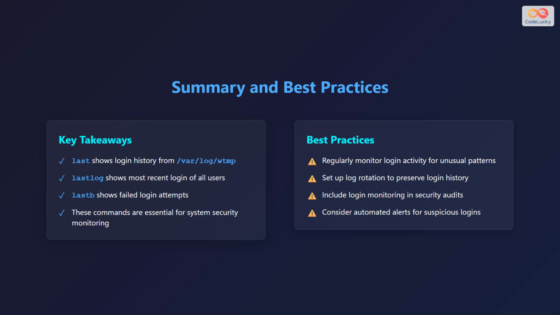In summary, the last command shows login history from the /var/log/wtmp file, while the lastlog command shows the most recent login of all users. The lastb command shows failed login attempts from the /var/log/btmp file. These commands are essential for system security monitoring.